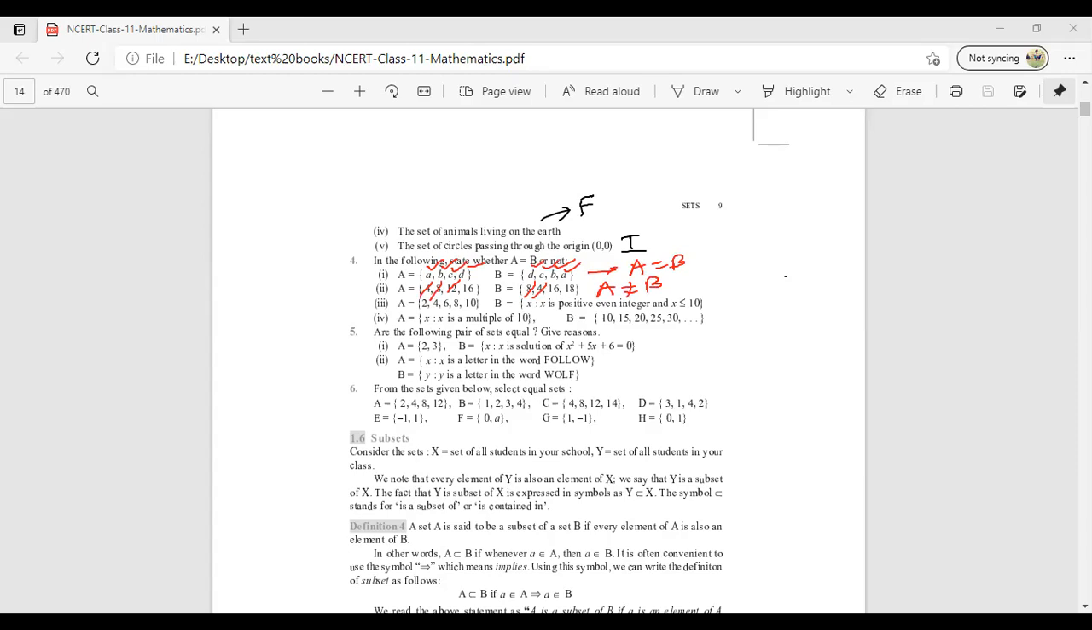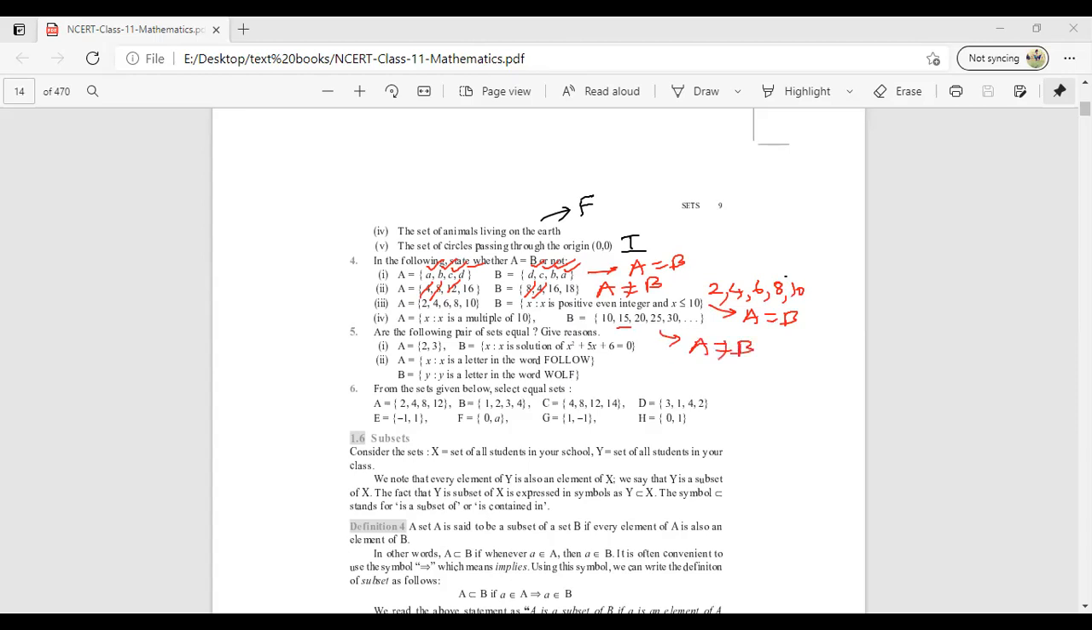Here A is 2, 4, 6, 10, and A is the set of positive even integers less than 10. Positive even integers start from 2, then 4, then 6, then 8, then 10. 10 is also there, so they are equal. So A is equal to B. Multiple of 10: 15 is not a multiple of 10. They are not equal. A is not equal to B.